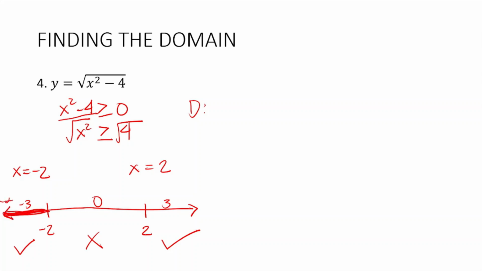So from -infinity to -2. In this case, -2 is included, right? Because if we plug in -2, then that's -2 squared, so that's 4. 4 minus 4 is just 0. It's not negative, so it's fine, right? So we include -2 for this one, so we write a bracket. Okay, and then we take the union of this interval with the next interval we have here.